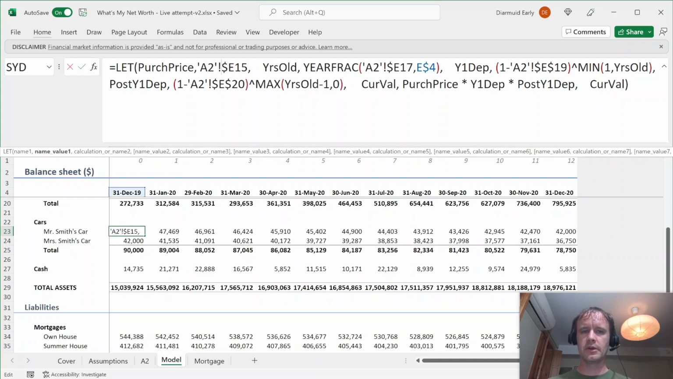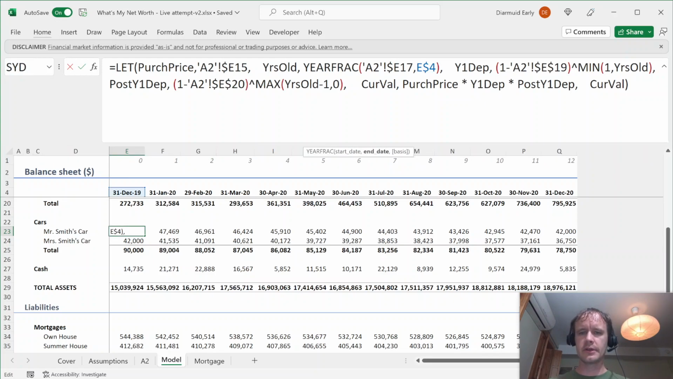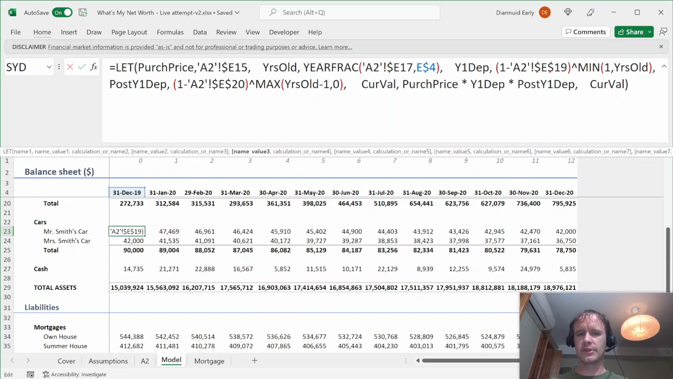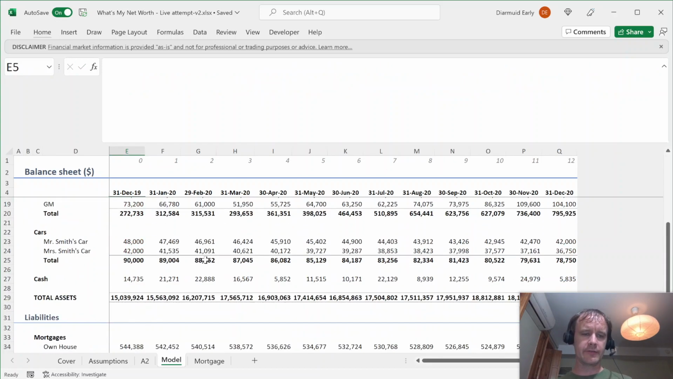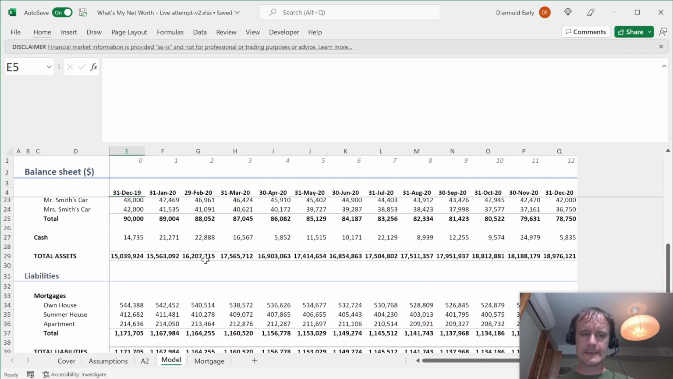The purchase price comes from here. How many years old it is, it's just a YEARFRAC from a starting date to the current date. Year 1 depreciation, this. Your post year 1 depreciation is this. Current value, product of those three, and away you go. So I quite like LET for in-cell documentation like that.